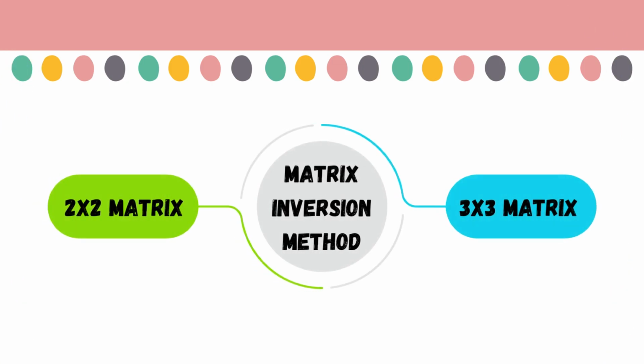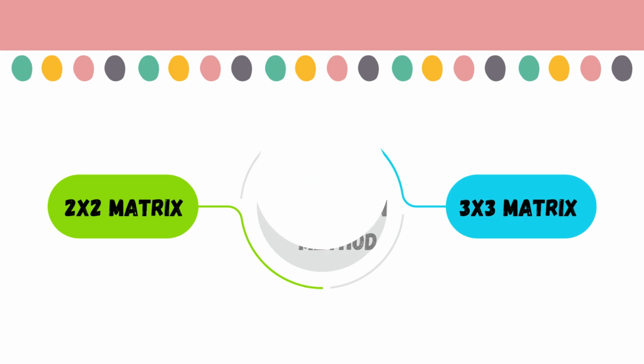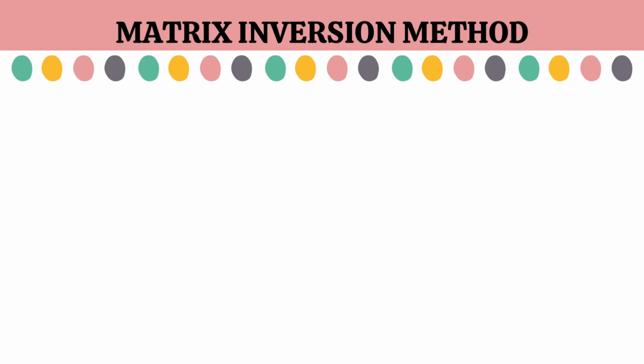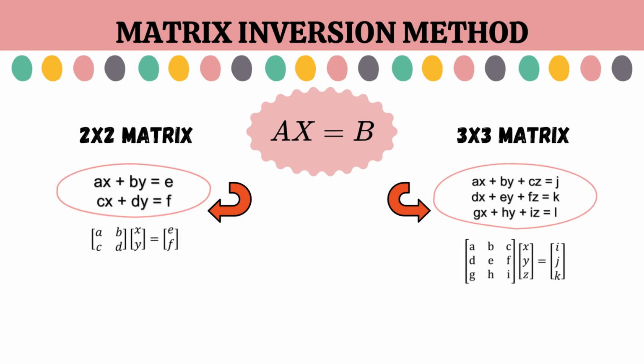The matrix inversion method can be used for both 2 by 2 and 3 by 3 matrices. For a 2 by 2 matrix, the steps are simple and use a direct formula. But for a 3 by 3 matrix, the process is longer and needs more steps, like finding the cofactor and the adjoint. To use this method, first we write the system in matrix form AX equals B, where A is the coefficient matrix, X is the matrix of unknowns like x, y, and z, and B is the constant matrix, that is the values on the right hand side of the equations.